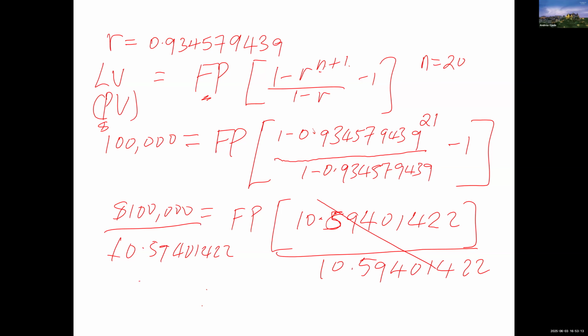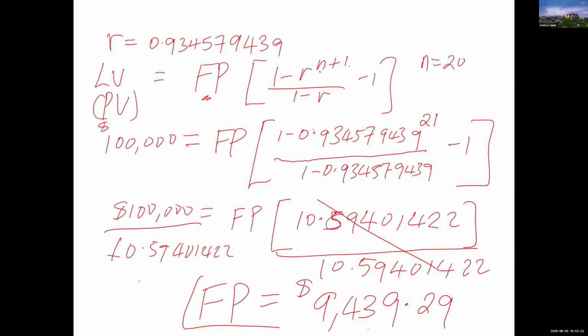So you get fixed payment. Fixed payment equals $9,439.29. That's exactly what the finance people got with their financial calculator. That is how you calculate your payment on a loan.